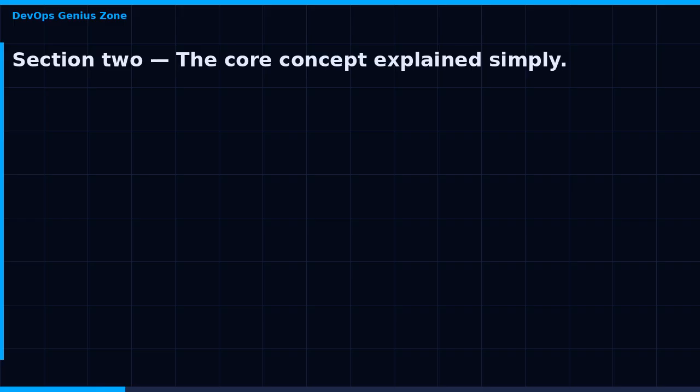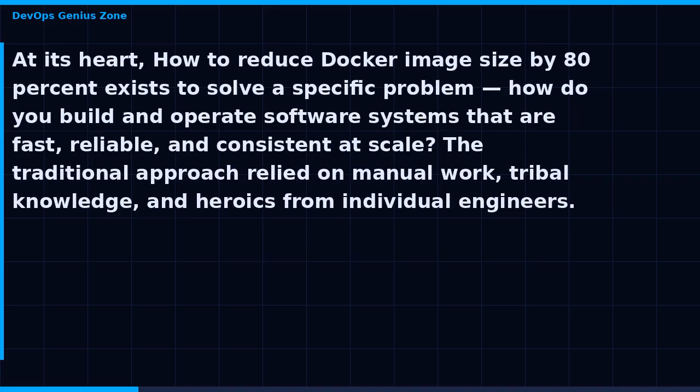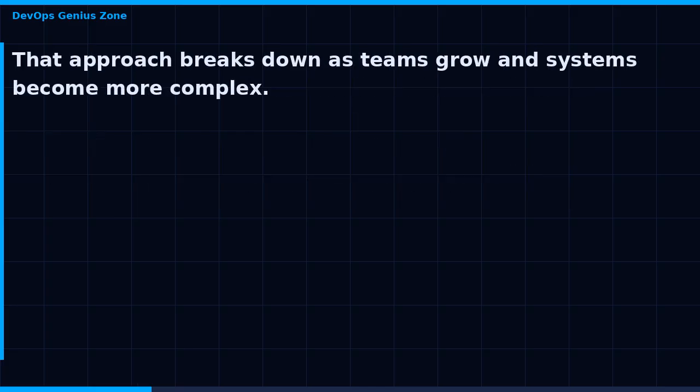Section 2: The core concept explained simply. At its heart, how to reduce Docker image size by 80% exists to solve a specific problem. How do you build and operate software systems that are fast, reliable, and consistent at scale? The traditional approach relied on manual work, tribal knowledge, and heroics from individual engineers. That approach breaks down as teams grow and systems become more complex.